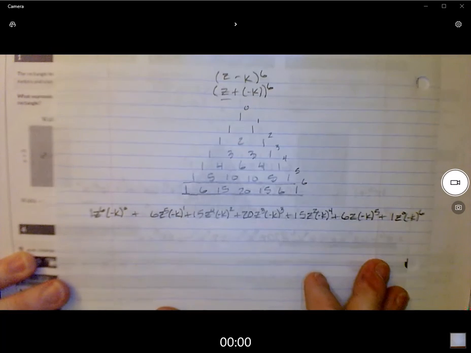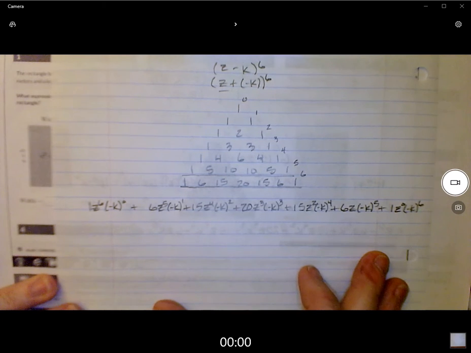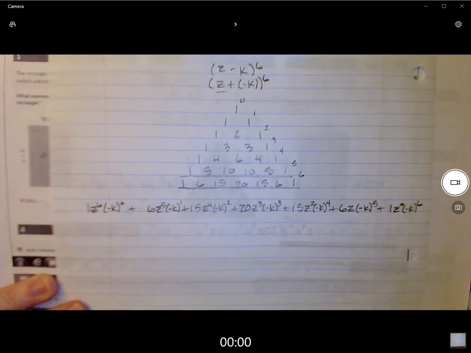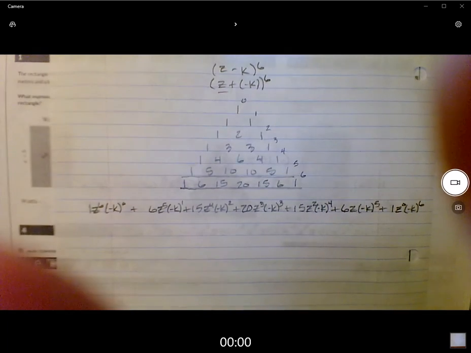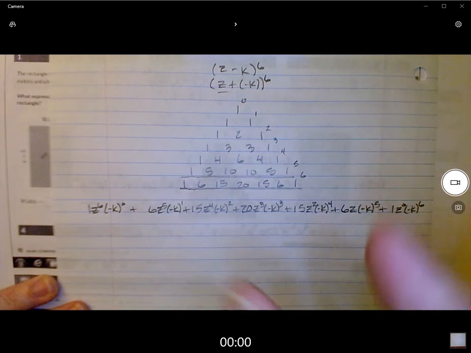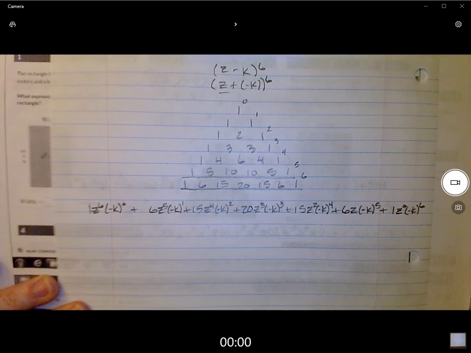Move this up a little bit. Hopefully you can see this. Focus a little bit better, maybe. Ooh, is that better? Maybe we got it close enough.